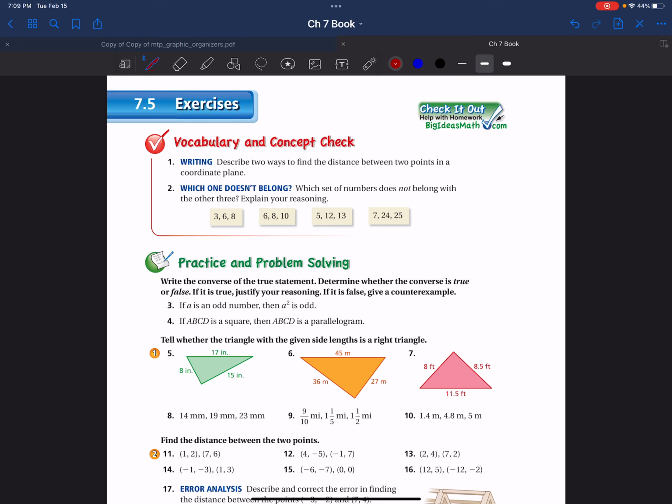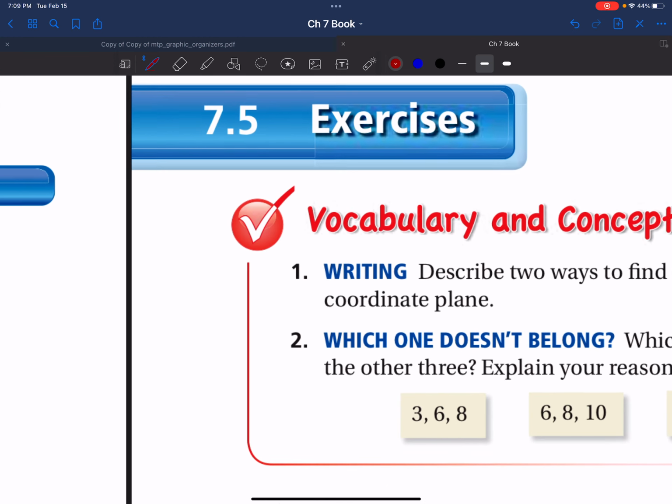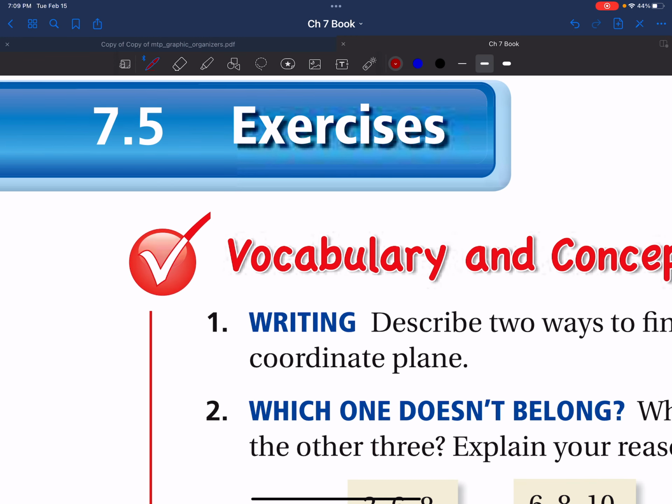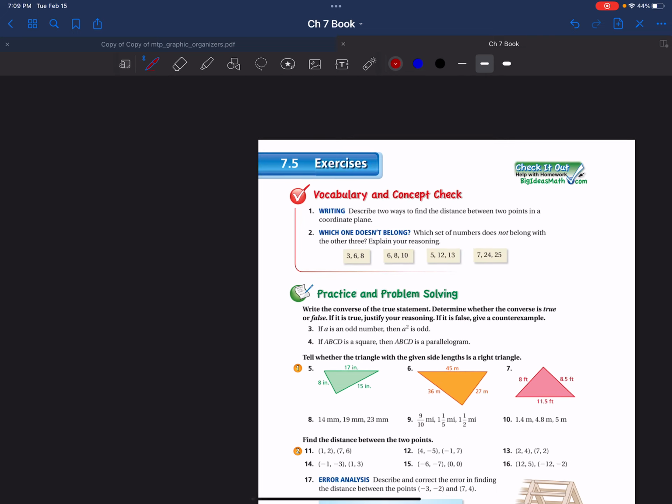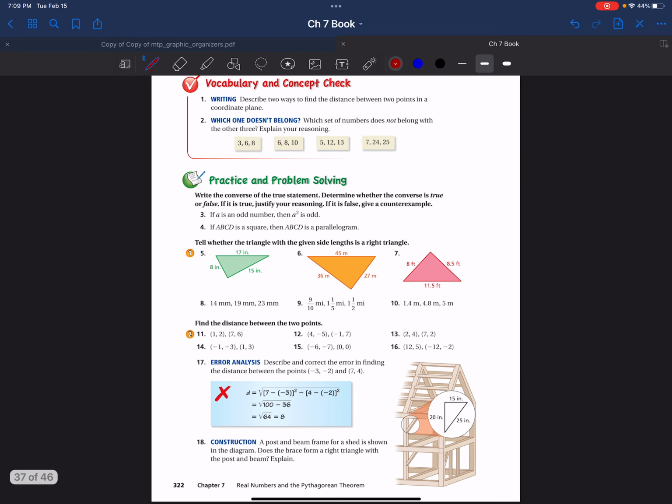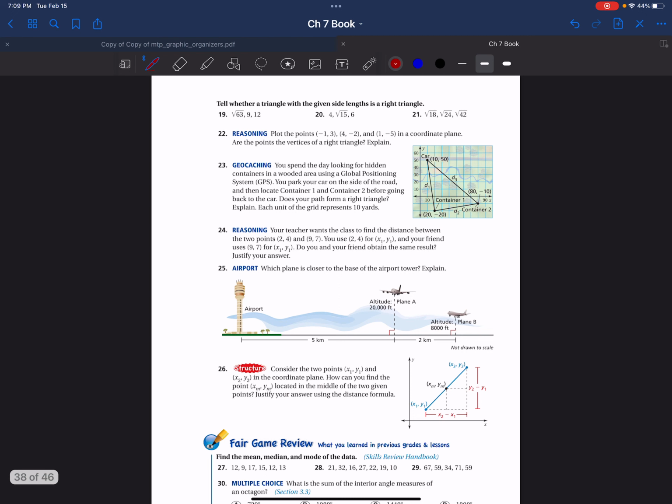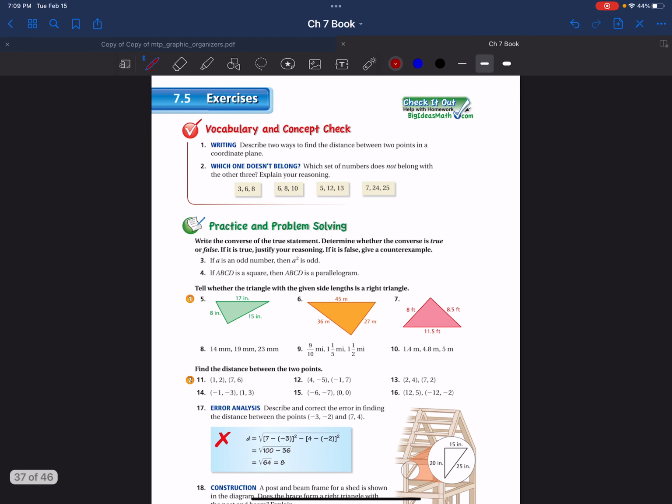It's all of the exercises. So what you need today is a plain sheet of paper, like lined paper, nothing fancy. And at the top of your paper, I want you to write 7.5 exercises and your name. We're going to just try to go through and see how far we can get before this video gets too long. I'm hoping that we can get through most of these.